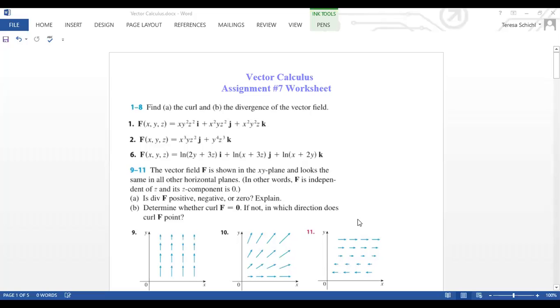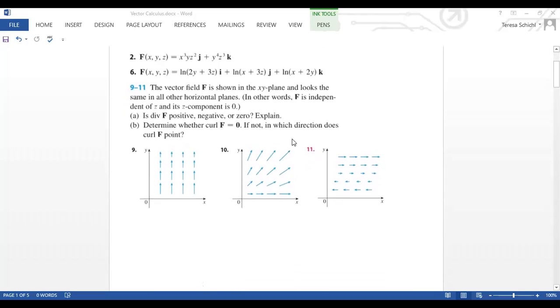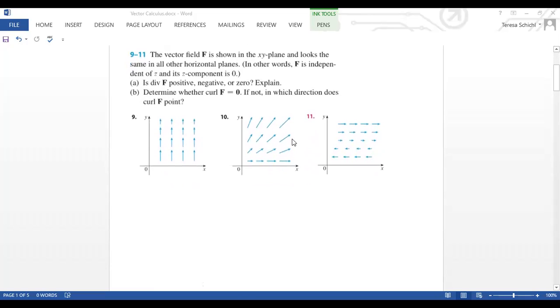For these worksheets, the first 3 problems ask you to find the curl and the divergence of the vector field. These 3 problems are quite mechanical. Basically, you just plug into the formulas and that's it. I think everybody should be able to do that. So I want to take a look at the more conceptual problems here.